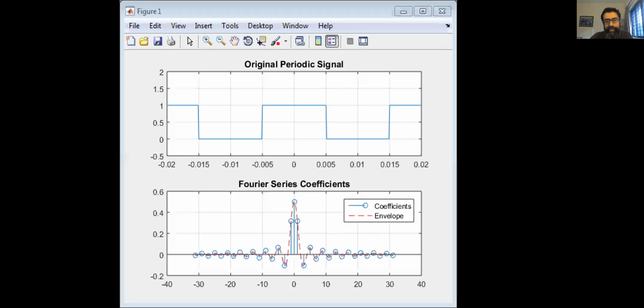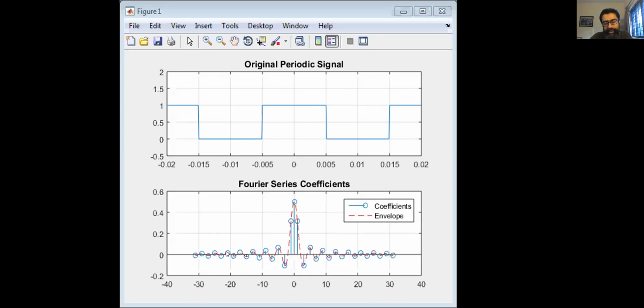So here is the Matlab depiction of the original square wave. This is a square wave similar to the one that you saw earlier, except that this square wave has a period of 0.02 seconds and T1 of 0.005 seconds. Corresponding to this, these circles that you see are actually the Fourier series coefficients. This is A naught, this is A1, A2, A3, A4, and so on. This is A minus 1, A minus 2, and so on.